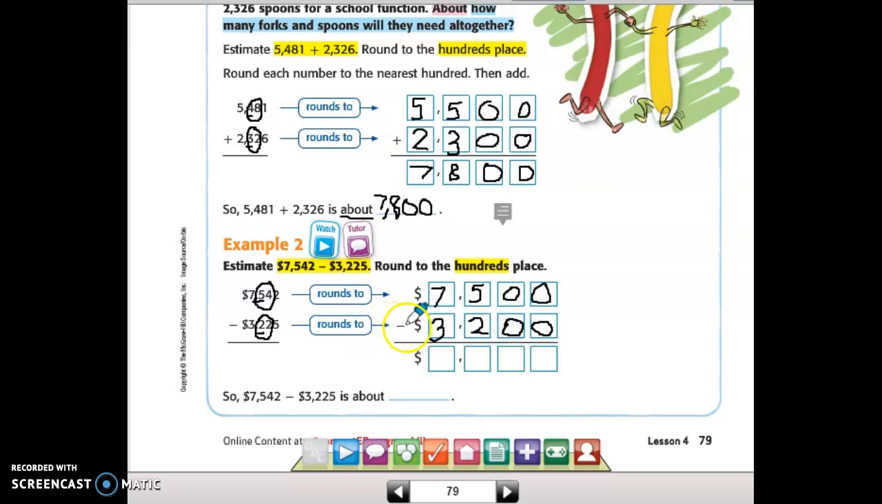Now instead of adding, the problem tells me to subtract. 0 minus 0 is 0. 0 minus 0 is 0. 5 minus 2 is 3. Oh, I don't even have to regroup. 7 minus 3 is 4. So the difference is about 4,300.